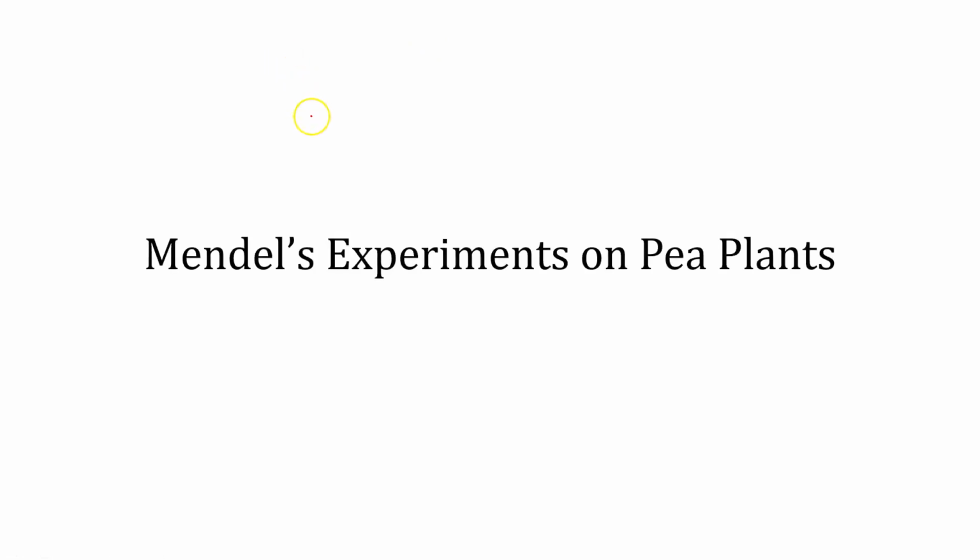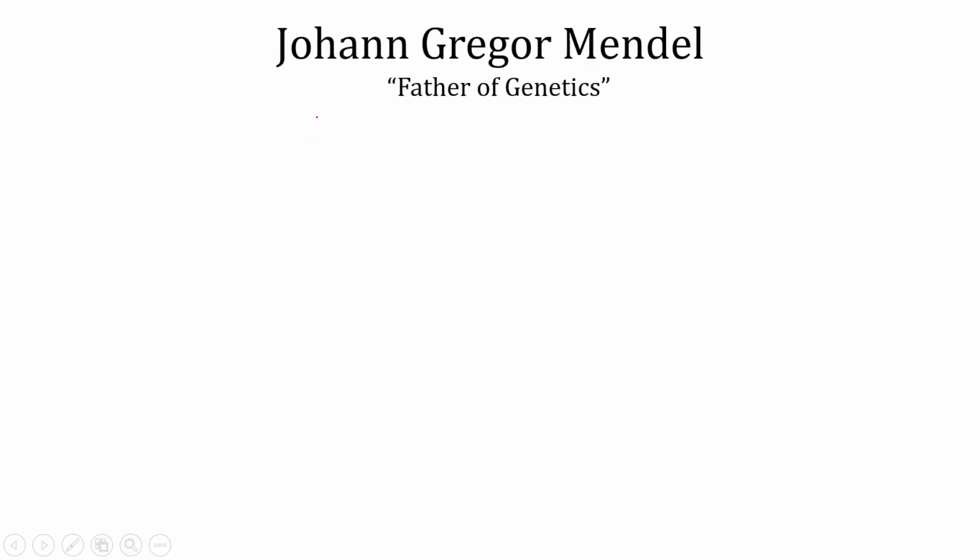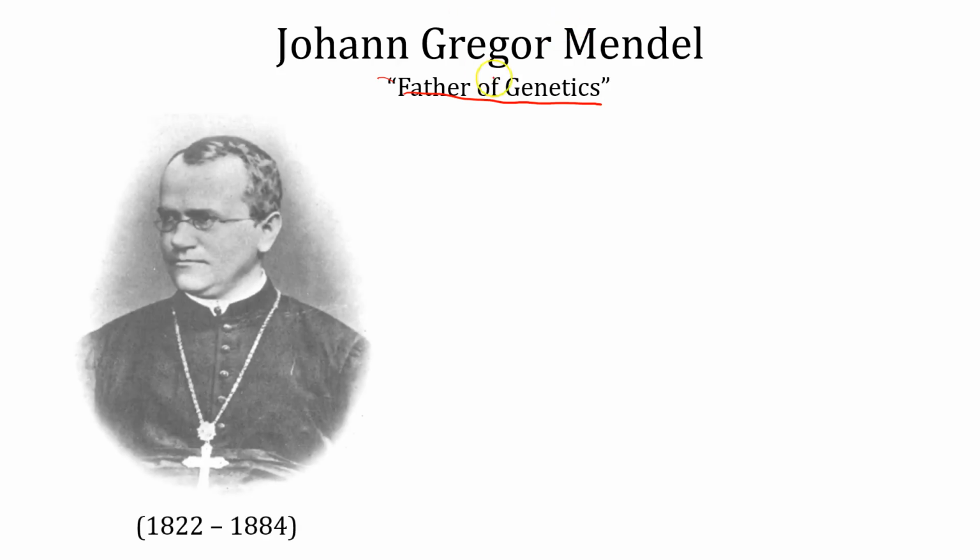All right, so how does this guy Gregor Mendel fit into the picture? Well, a little bit about Johann Gregor Mendel. He's oftentimes considered what's known as the father of genetics. And that's because he really pioneered some studies that gave us the foundation and the framework for understanding how things are inherited. So here's a picture of Gregor Mendel. He would live to be about 62 years old, and he was in the mid 1800s.